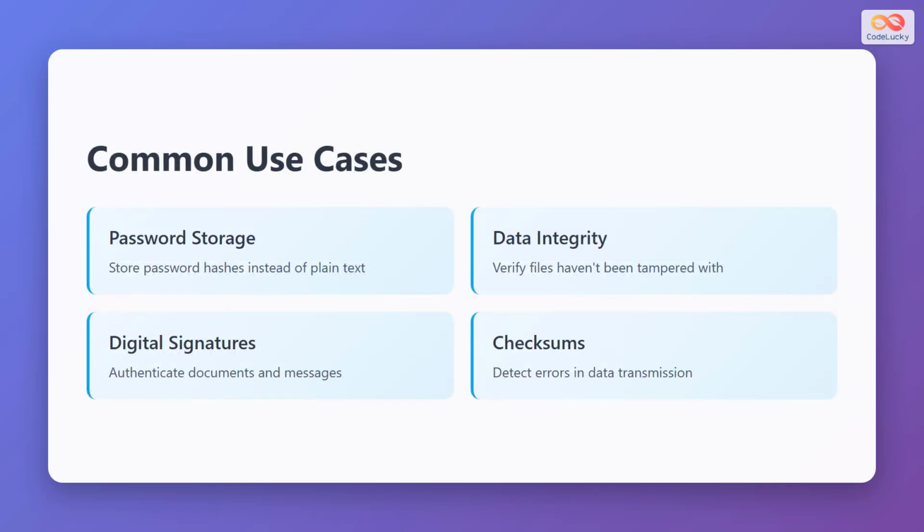Hash functions have many practical applications. They're used for password storage, where systems store password hashes instead of plain text passwords for security. They verify data integrity by checking if files have been tampered with during transmission or storage. They enable digital signatures to authenticate documents and messages, and they provide checksums to detect errors in data transmission.